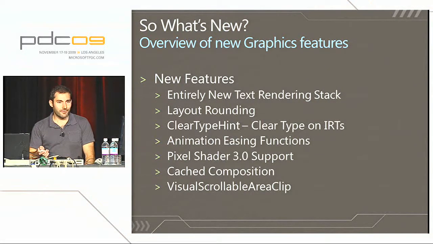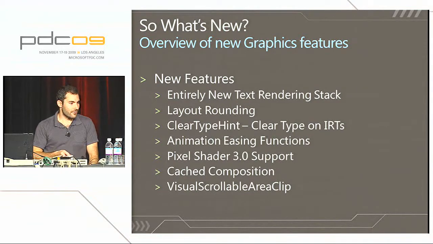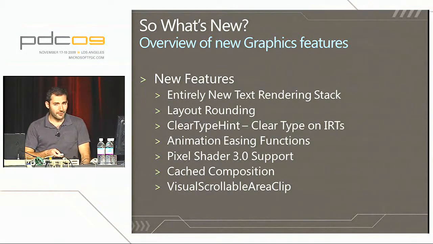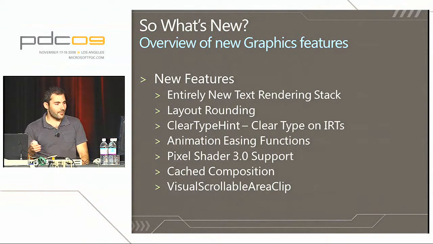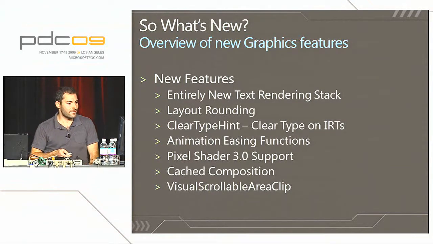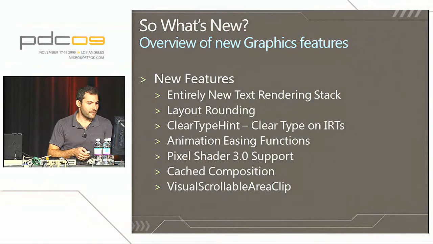We've added Pixel Shader 3 support to our shader effect pipeline. We added a feature called cache composition, which allows you to create bitmap caches of a subtree of your application, and then you can render that as a bitmap, which is fully interactive and live. So it's a very powerful feature in terms of performance.